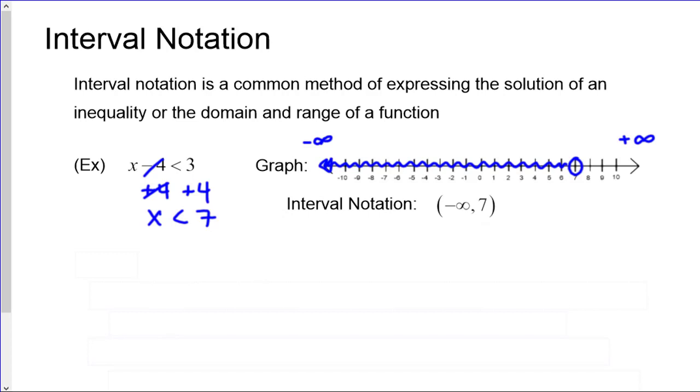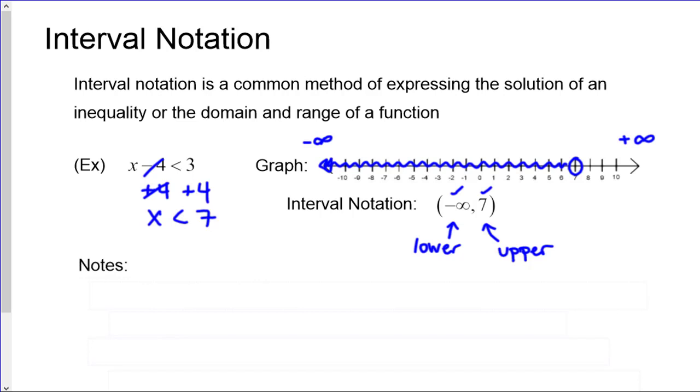Interval notation is a set of values that starts with a lower end point and goes to an upper end point. The lower end point here is negative infinity, and the 7 is my upper end point, because that's where I stop, and I'm using a parentheses to represent exclusion.